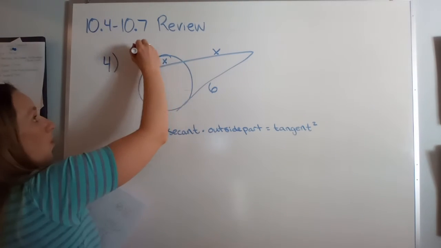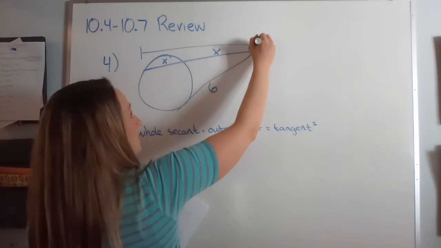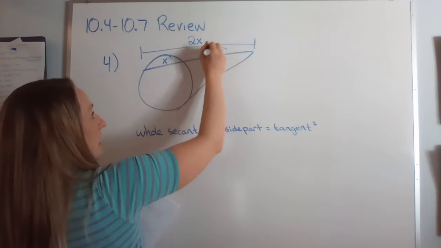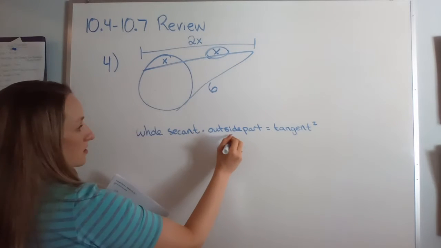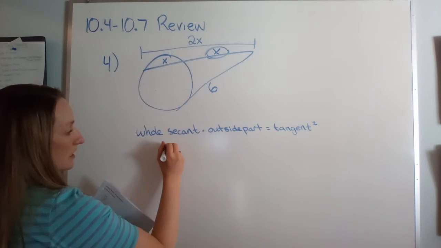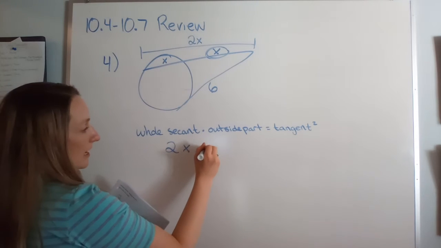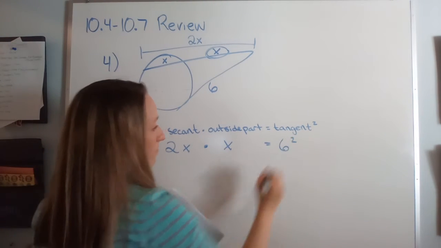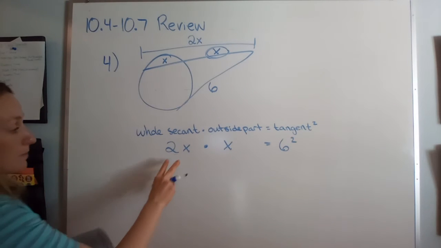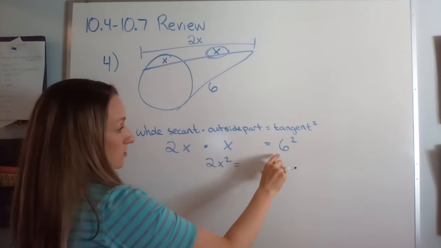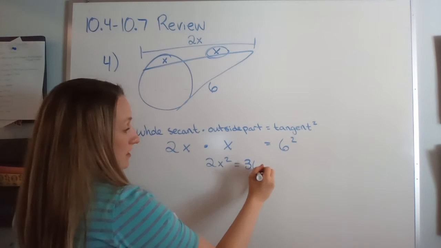So this is the whole secant. So you have to add x and x, that gives you 2x. This is the outside part, so that's going to go there. And then that's the tangent, you're going to square it. So the whole secant, that's 2x. The outside part is x, and it's equal to 6 squared. So I can clean this up. 2x times x, that's 2x squared, is equal to 6 squared, 36.